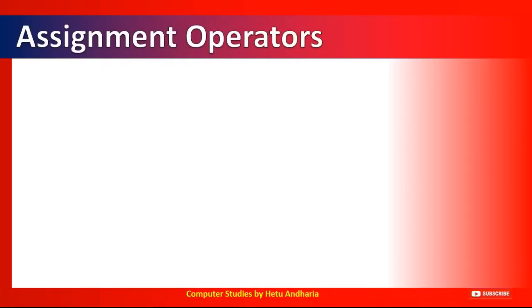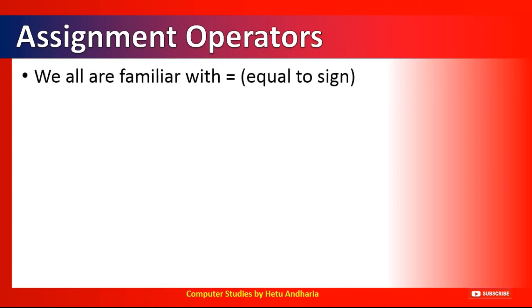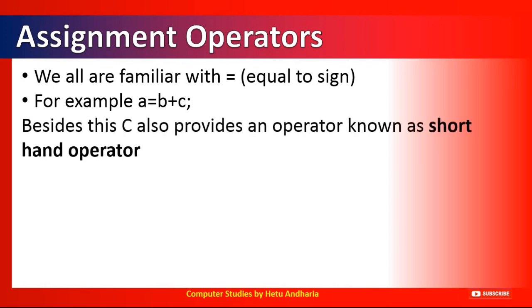So now the next type of operator is the assignment operator. We are all familiar with the equal to sign. For example, A is equal to B, then the value of B is assigned to A, or A is equal to 10, then 10 is assigned to A. So equal to is an assignment operator. For example, A is equal to B plus C, then whatever value is lying in B will get added to C and the collective value will be saved in A.